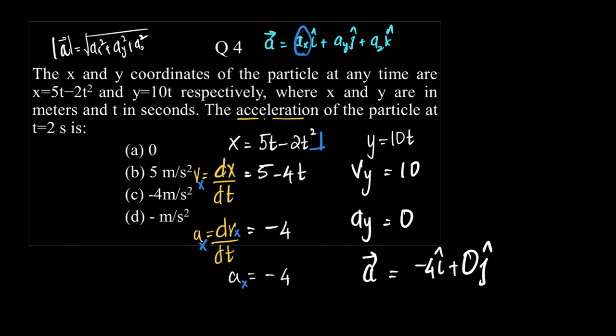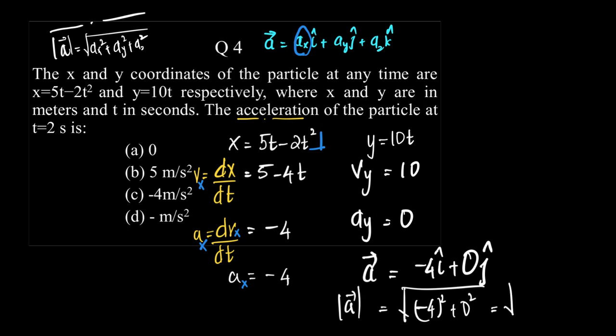Okay, in which case, let us now bring in this formula. What is modulus of vector A? Modulus of vector A would be equal to root of minus 4 square plus 0 square, which is equal to root of 16, which is equal to plus 4. And since this is acceleration, we can say that acceleration is equal to 4 meter per second square.